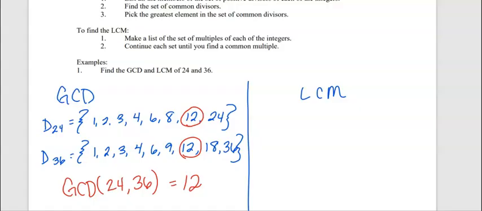The least common multiple is a completely different calculation. So we're going to do multiples of 24 now. And remember, your multiples are 24 times 1, 24 times 2, 24 times 3. We've already addressed that in this chapter. So multiples of 24, we're just going to make a list. We'll keep going, but we'll start with 24 times 1 is 24.